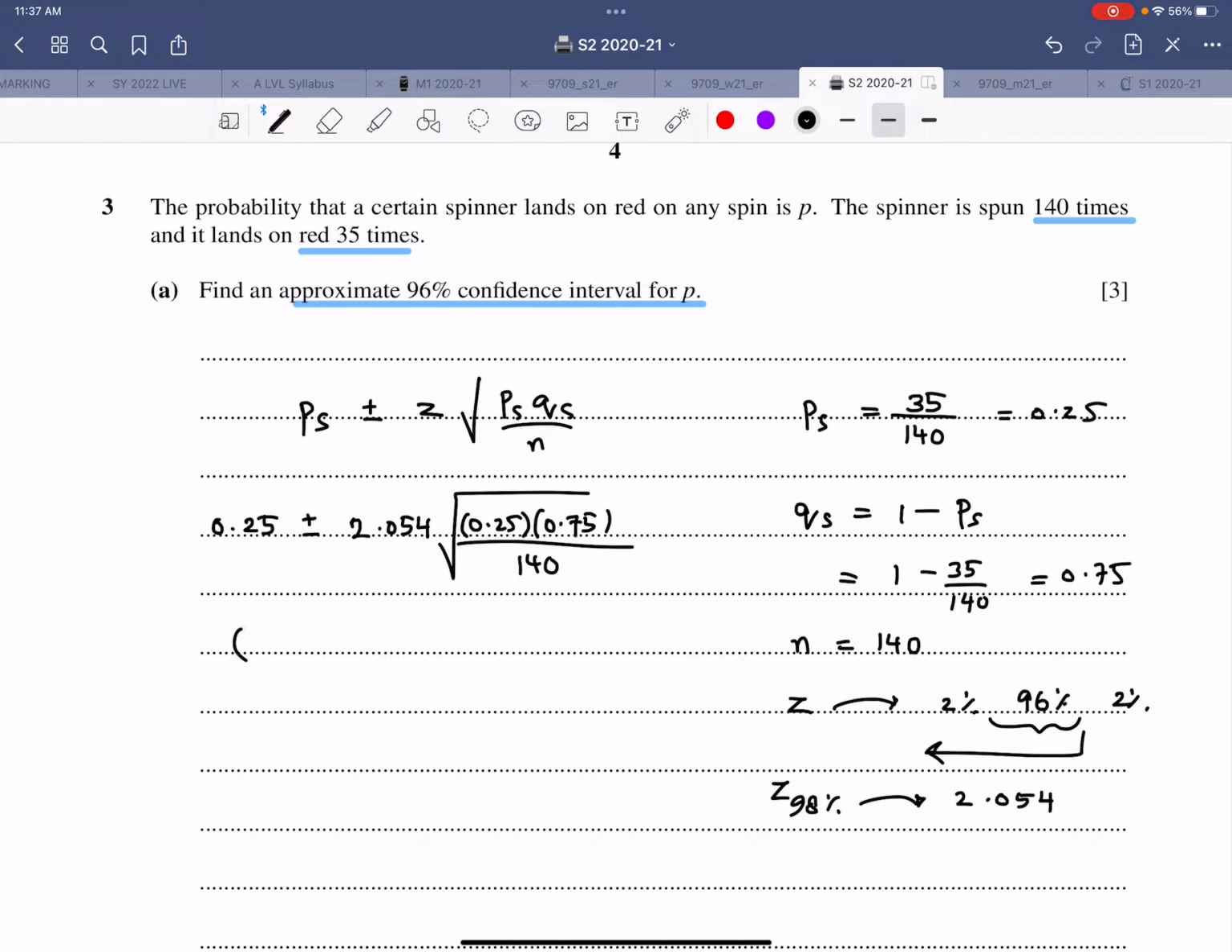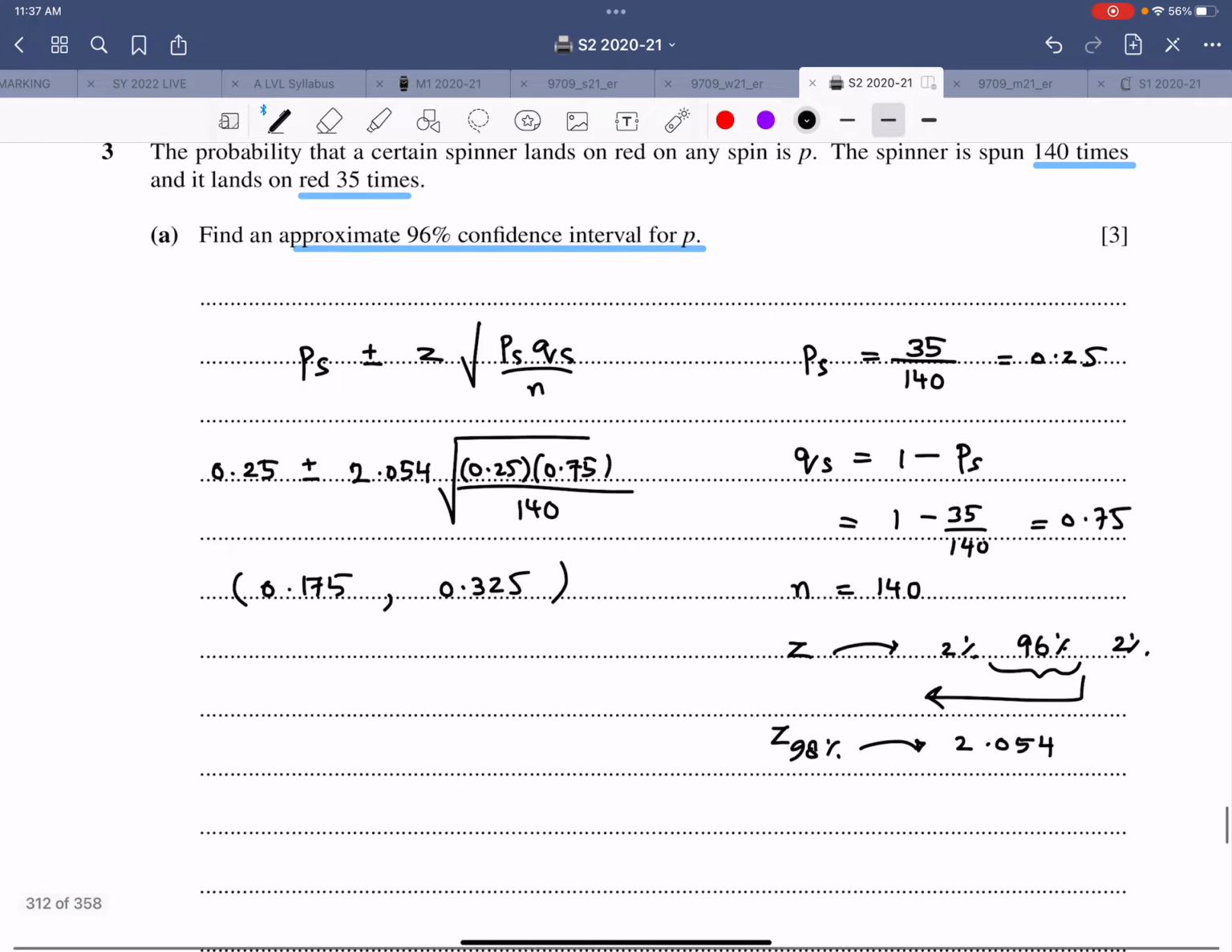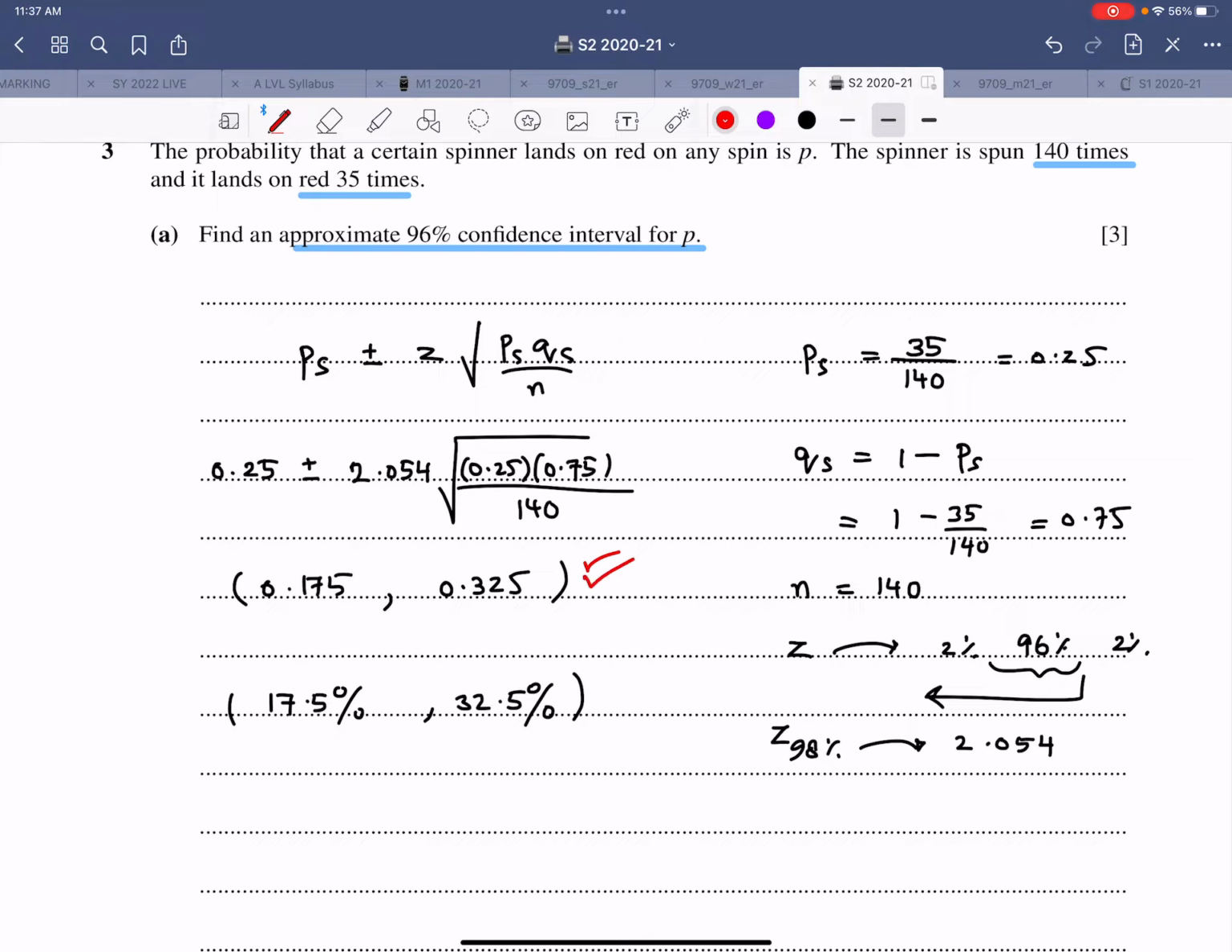Evaluate it, you end up with two answers, 0.175, 0.325. Since this is population proportion, I can also write in percentage, 17.5%, 32.5%. That is the lower limit, that is the upper limit, but I think just leave it as it is. This is for understanding purposes.